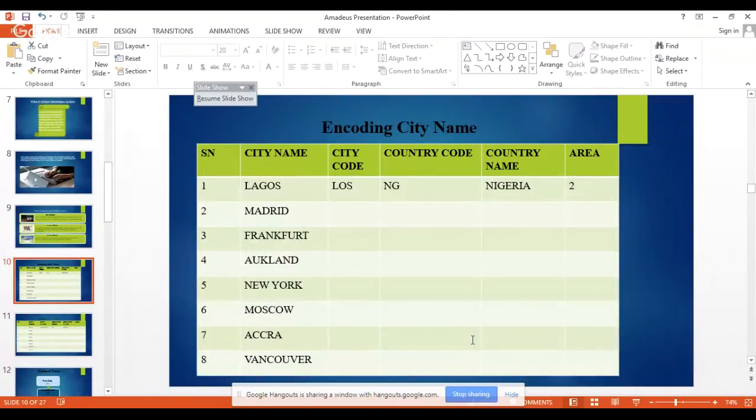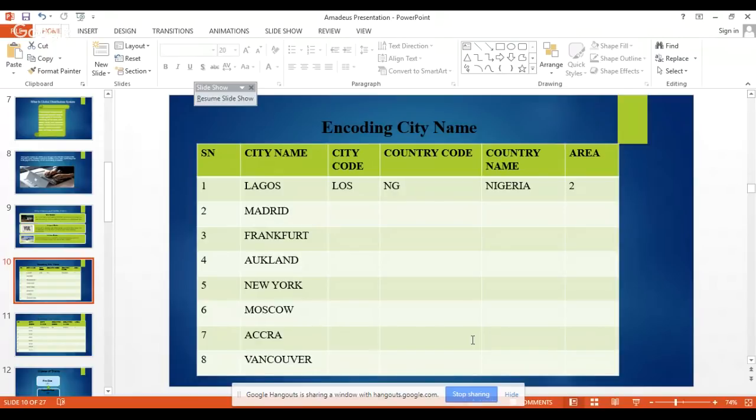Encoding city. Now let's do this together. We have the city name, city code, country name, and area. The first one, we have Lagos. The city code for Lagos is LOS. That is Lima, Oscar, Sierra. People are very used to calling Lagos LAG, L-A-G. But the code for Lagos is LOS. The country code is NG. And the country name is Nigeria and is in Africa, which is Area 2.